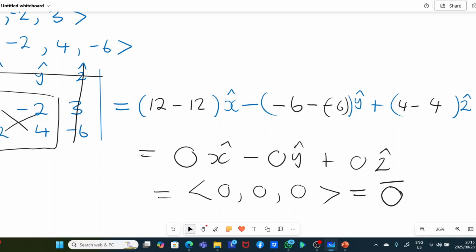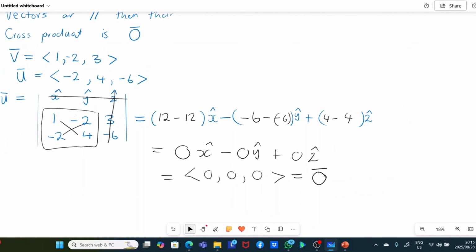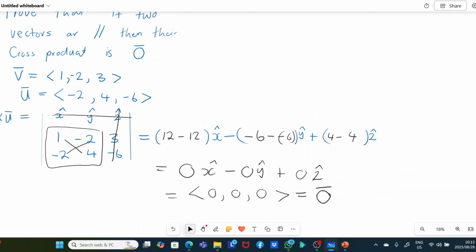So we have successfully proven that the two vectors are parallel if and only if their cross product is the 0 vector, meaning they will not cross.